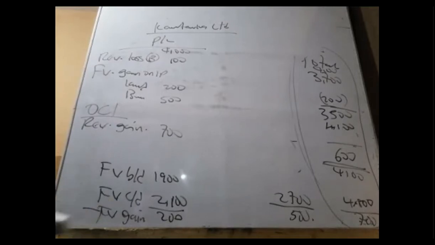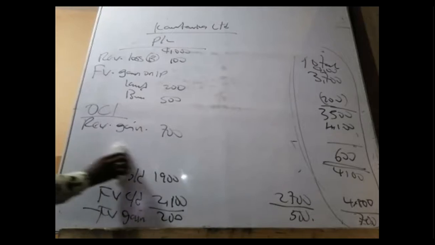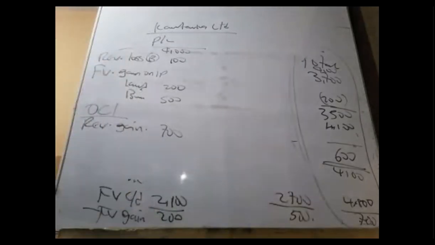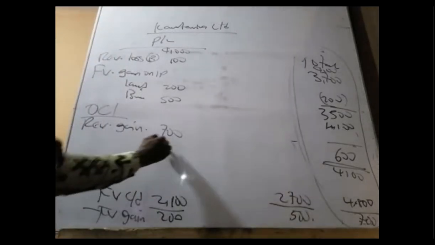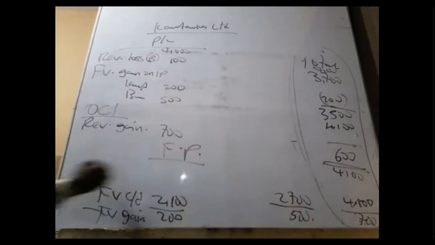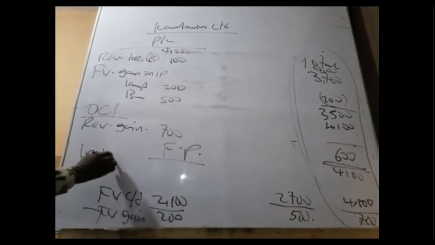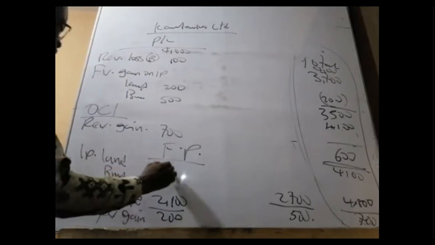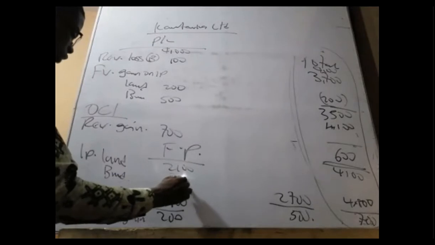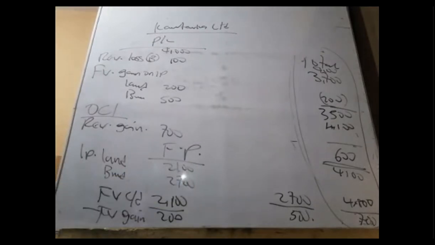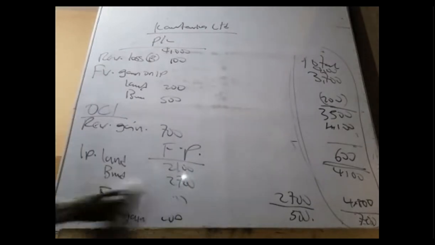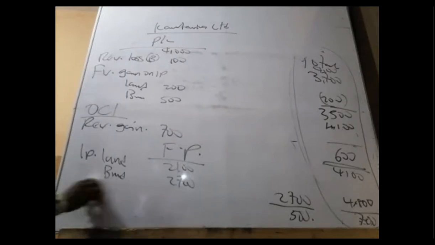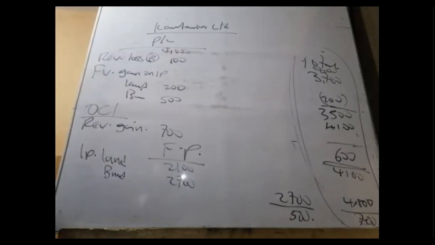Finally, when you go to the financial position on the balance sheet, so let us know this is a balance sheet, right? IP, land, building. The land is 2,100, building is 2,700. That's all. So all these 4 or 5 solid marks, we are done. On that note, we are done with the IAS 40 fully.